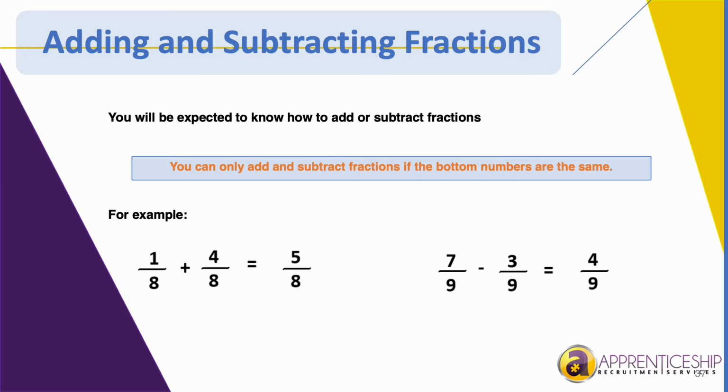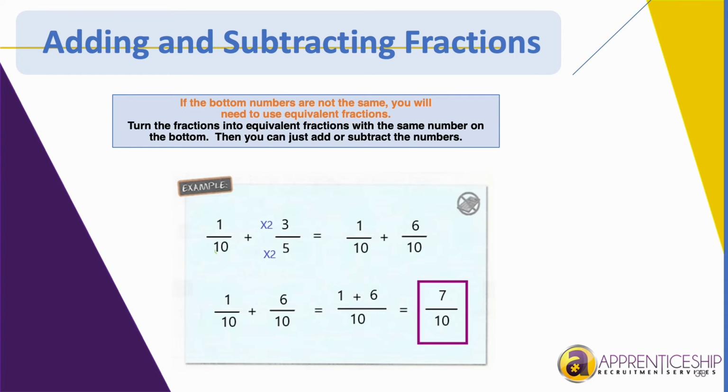So in this instance, 1/8 add 4/8 is 5/8. We only add the top number, we only add the numerator. The bottom number, the denominator, needs to be the same and stays the same. And then when we're subtracting, we just subtract the top number, the bottom number stays the same. So, obviously, not all fractions are the same.